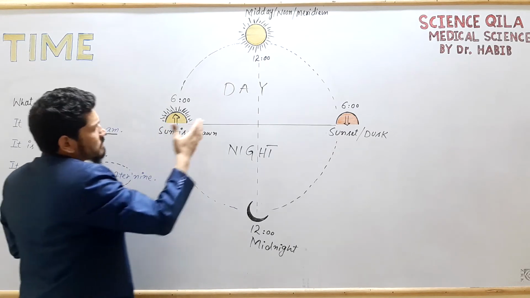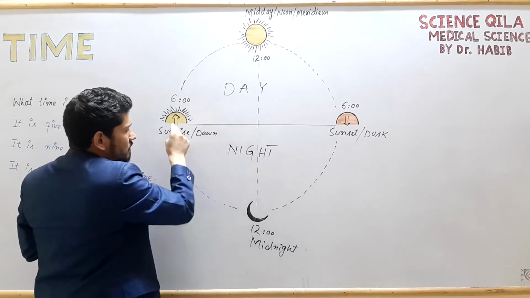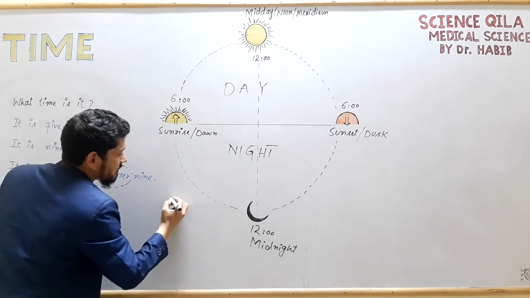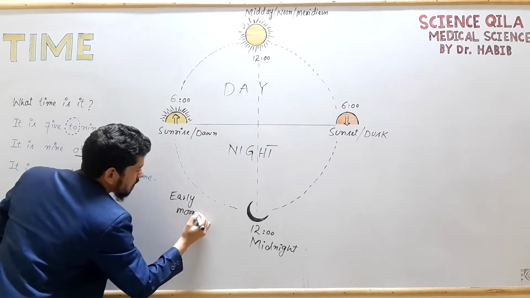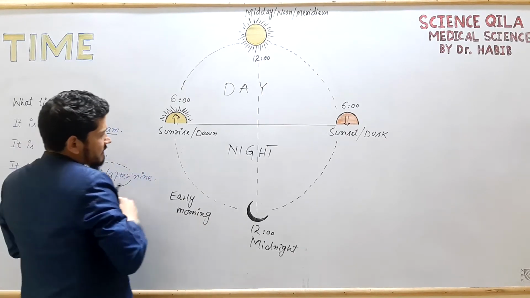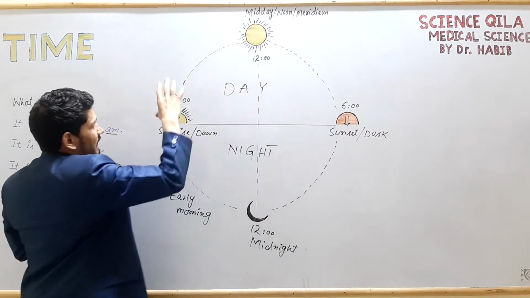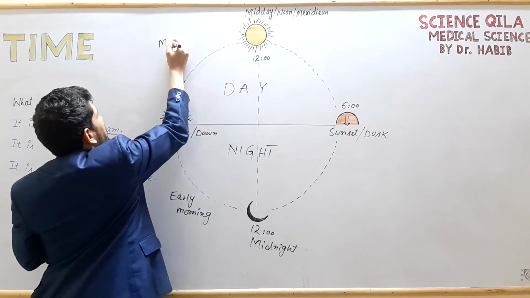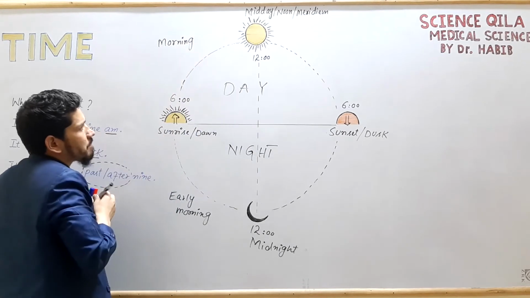Okay, let's go to some of the fractions of the day and night. So this triangle, that is the part of the night, we call it early morning. What do we call it, please? Early morning. And as the sun rises, the day starts, and this part of the day, this triangle side, we call it morning. What do we call it, please? We call it morning.